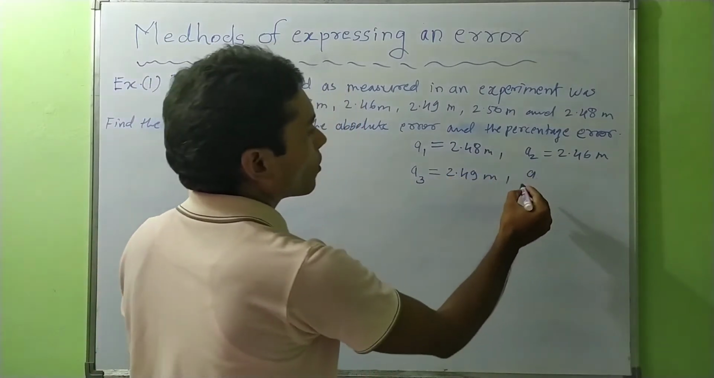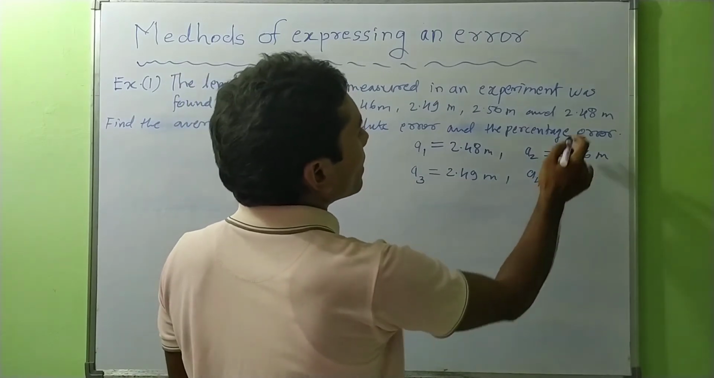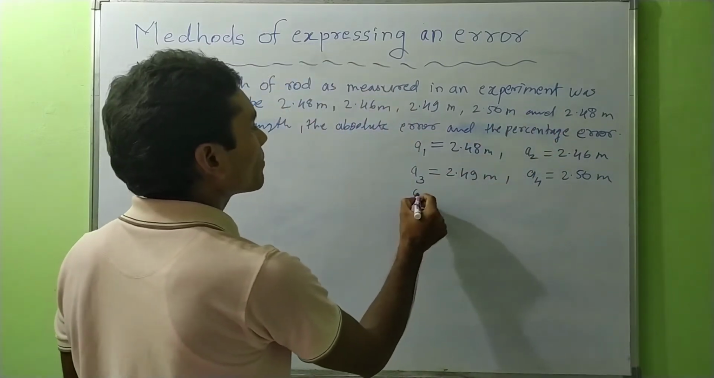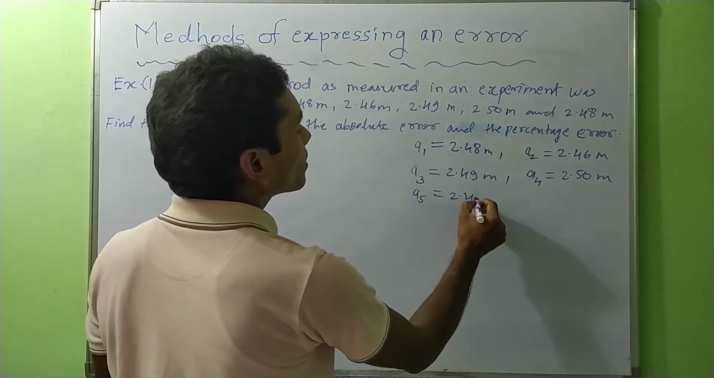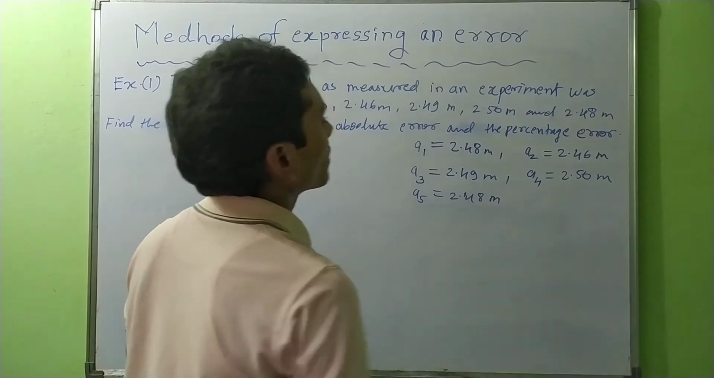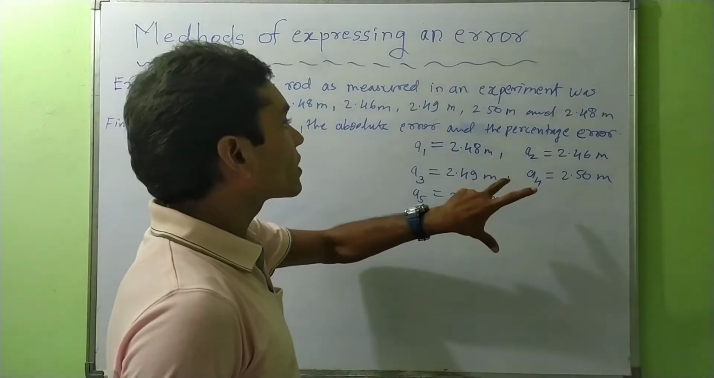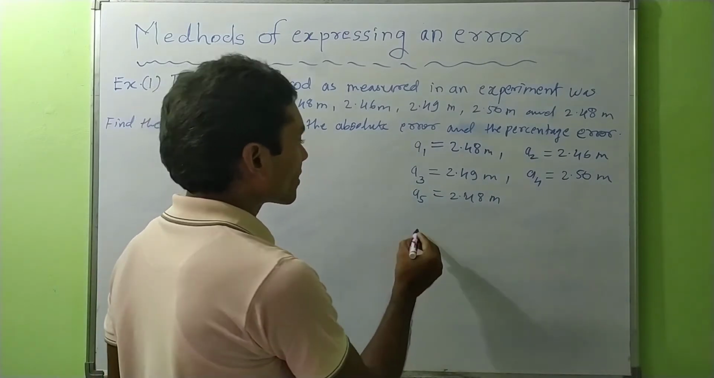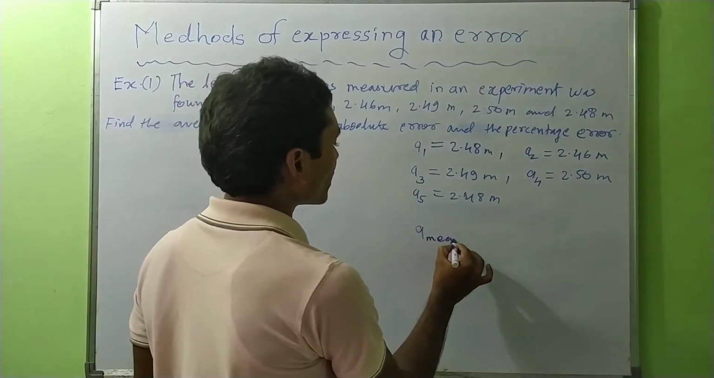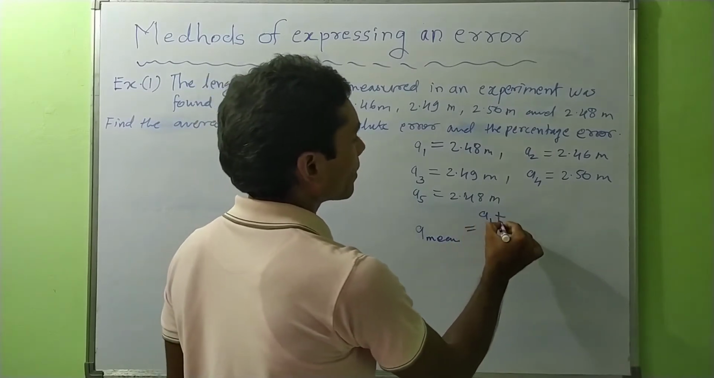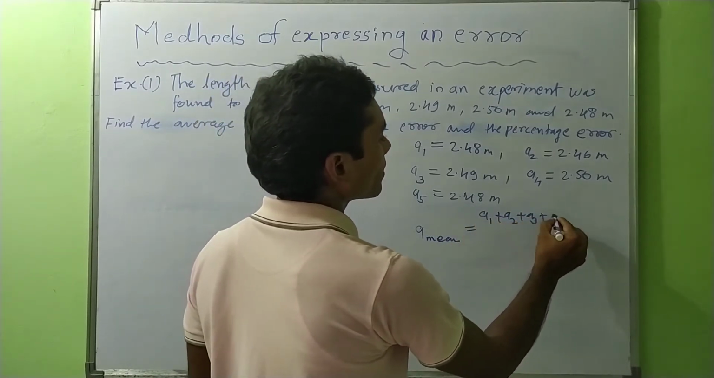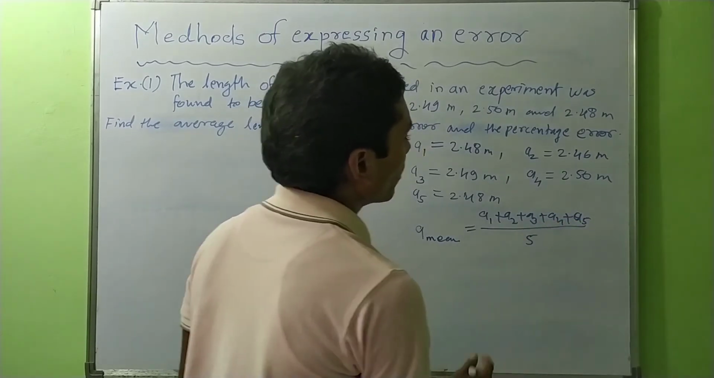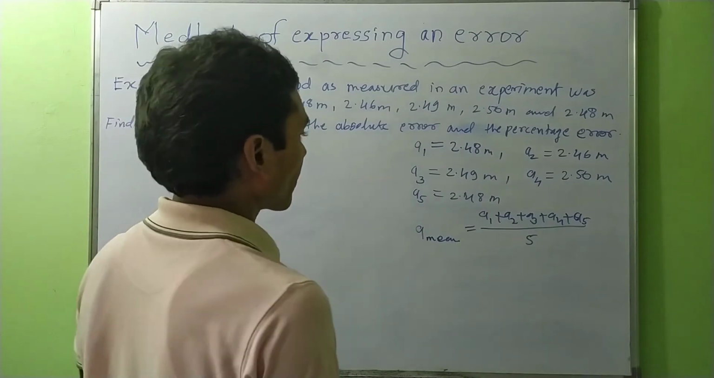The fourth reading or fourth observation is A4, and it is equal to 2.5 meter. And the fifth reading is 2.48 meter. So the average or the mean value of these observations or readings will be A mean. It will be equal to A1 plus A2 plus A3 plus A4 plus A5 upon 5, because these are 5 observations.